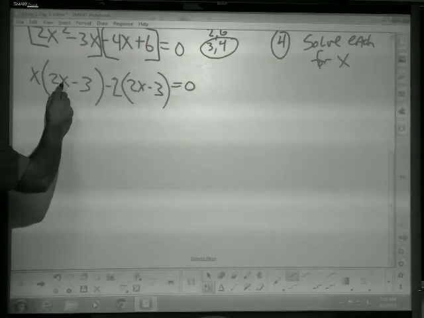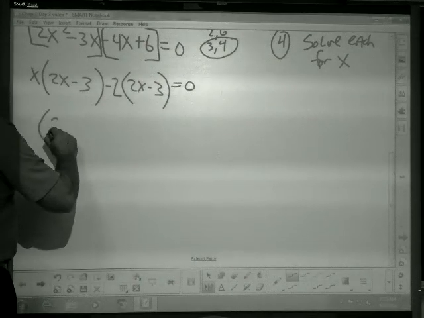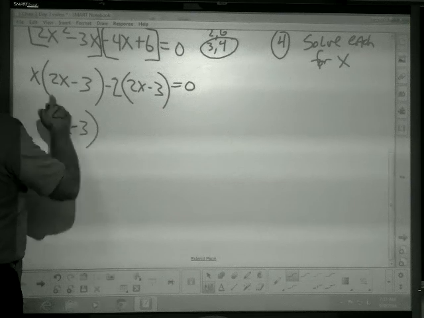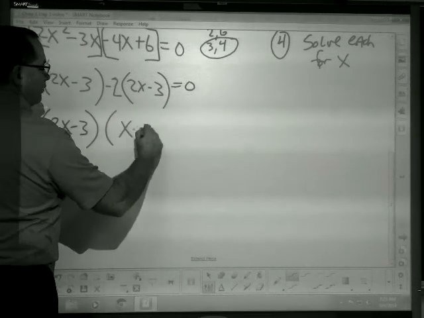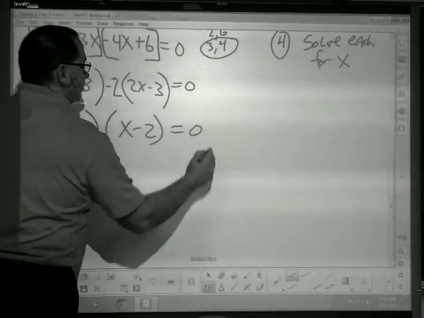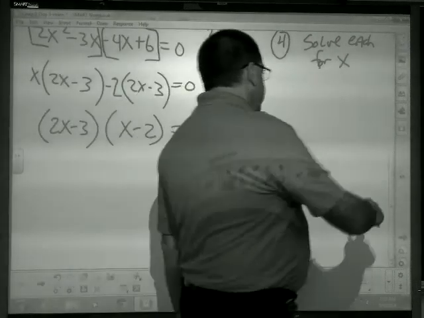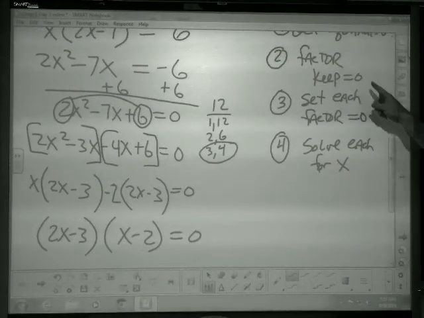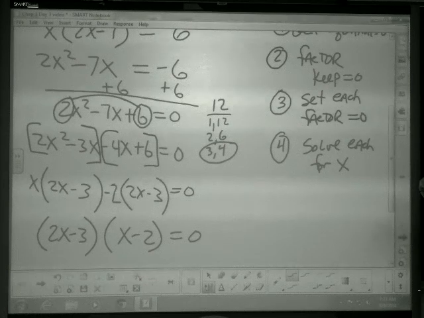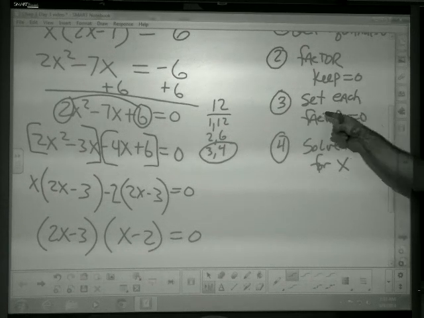Well, one last step. 2x minus 3 is common, so that gets its own parenthesis. X minus 2 are the pieces out in front, still equal to 0. Okay, so we have now done step 2, factor, keep it equal to 0. Set each factor equal to 0.